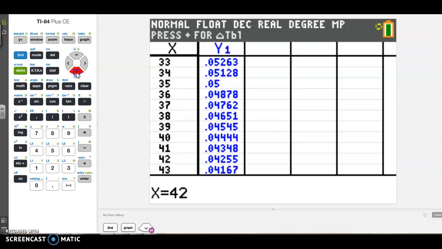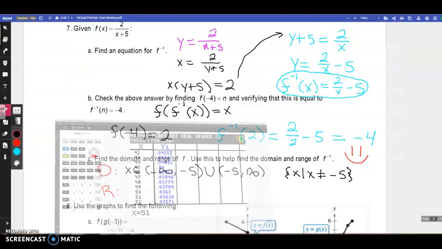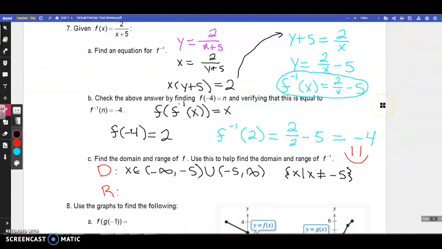How do I know it's not like 0.01? You know what I mean? So what can I do to test this? So for range, if I'm ever pretty sure about a value, think about what we're trying to do. We're trying to figure out if 0 is a possible output. All right, well, let's just plug it in as an output in my f equation and see what happens.